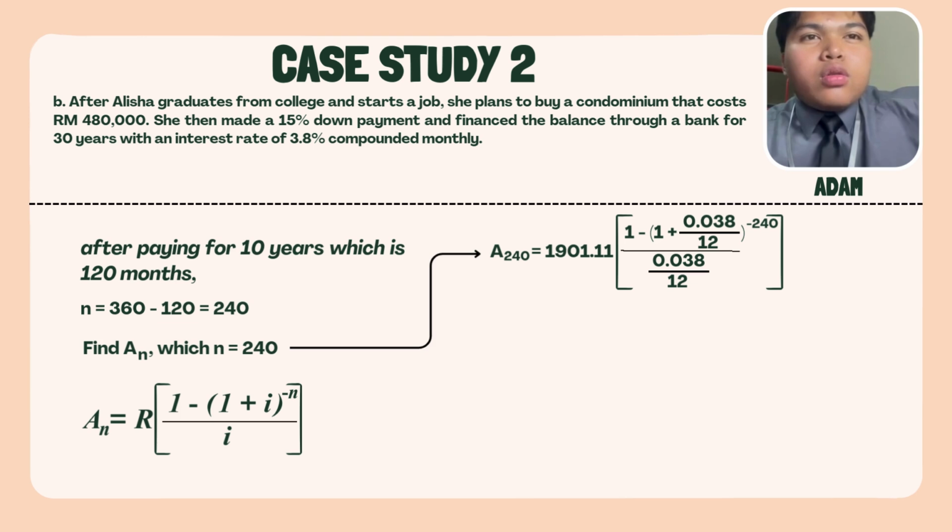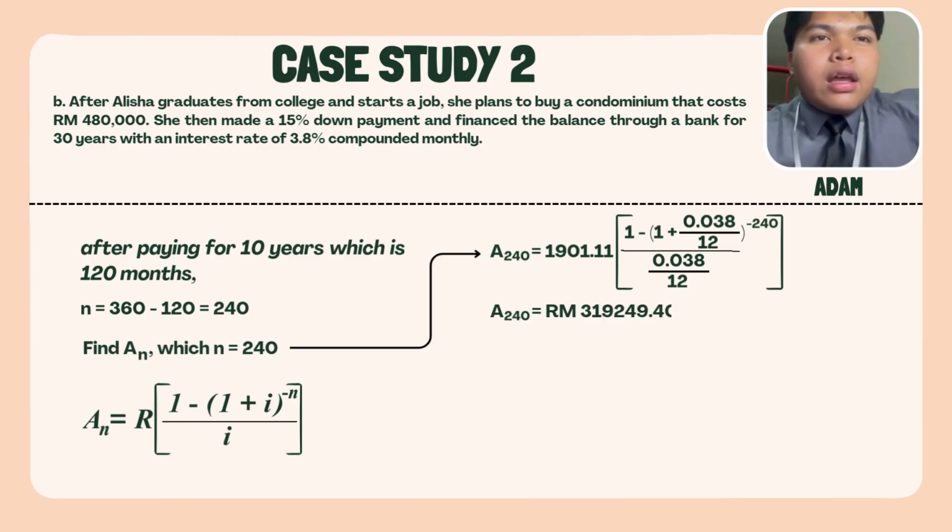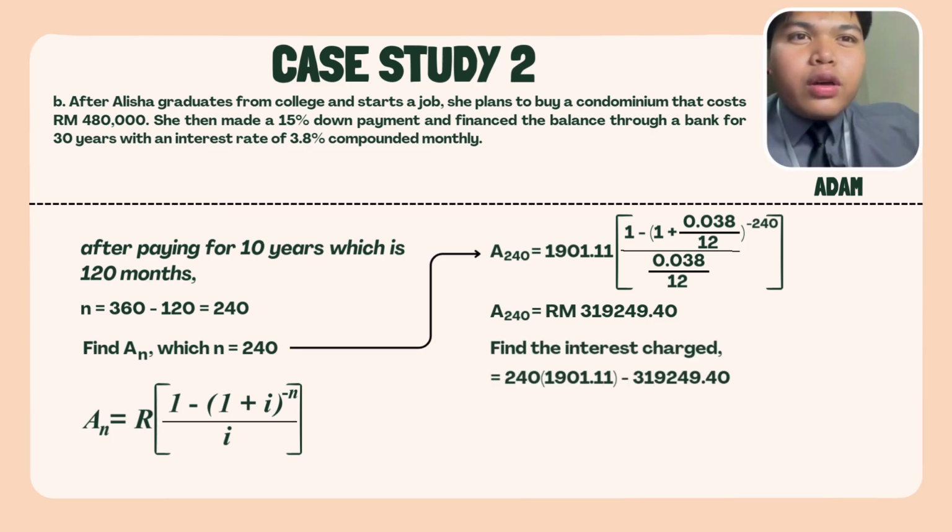So A_240 equals 1901.11, brackets, 1 minus 1 plus 0.038 over 12, to the power of negative 240, over 0.038 over 12. We get RM 319,249.4. To find the interest charge, 240 times 1,901.11 minus 319,249.40, we get RM 137,017. So the interest charge is RM 137,017.